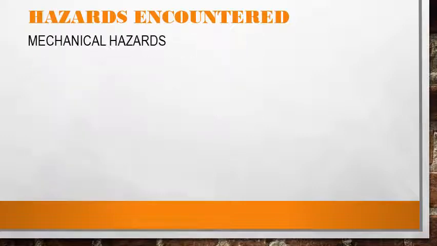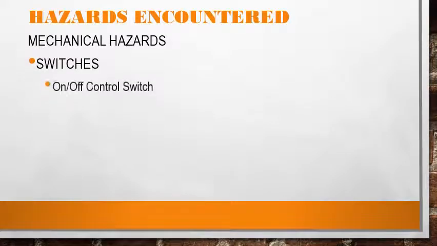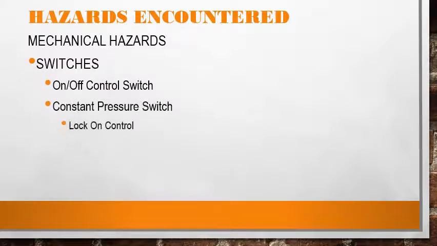Let's now talk about the mechanical hazards you'll encounter with tools. Your on and off control switch is a potential mechanical hazard. An on-off switch, which is unpredictable or unreliable, can activate the tool either unintentionally or when you try to turn it off, it won't turn off. There are on-off switches, which are one way or the other. There's also the constant pressure switch, which would be like a trigger on a drill, which has to be pulled to be able to be used.